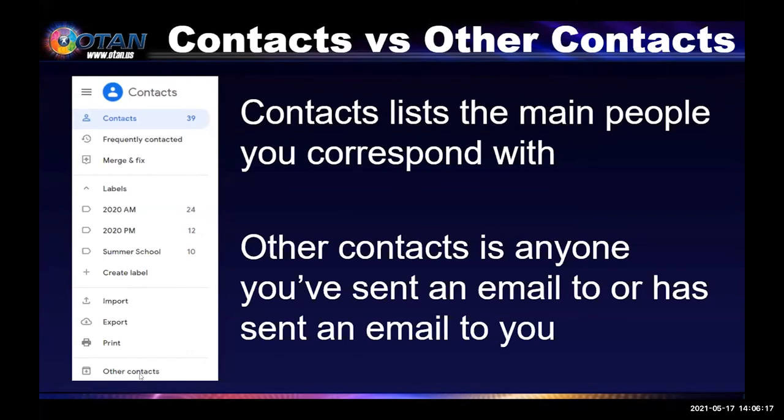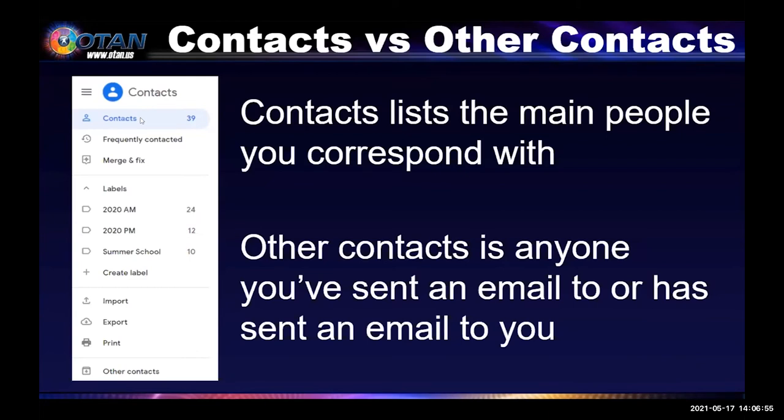The difference is that the contacts list is the one that you're pretty much creating. It's your address book. And other contacts down here is any person that you have sent an email to or replied to an email from. I think if they sent you an email and you replied to it, they will go into your other contacts. So it's not necessarily the same list. You will probably have more other contacts than contacts. You can designate anybody into your contacts list.